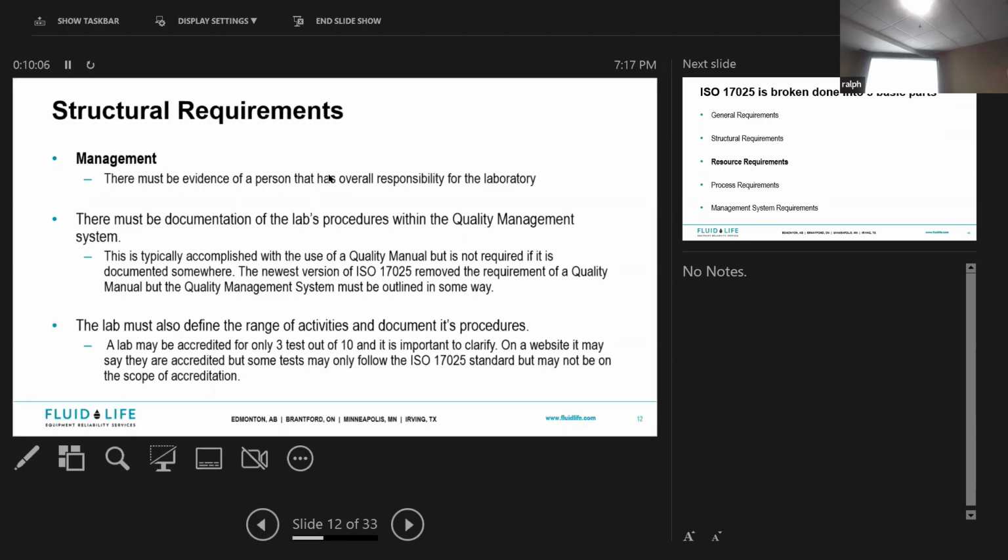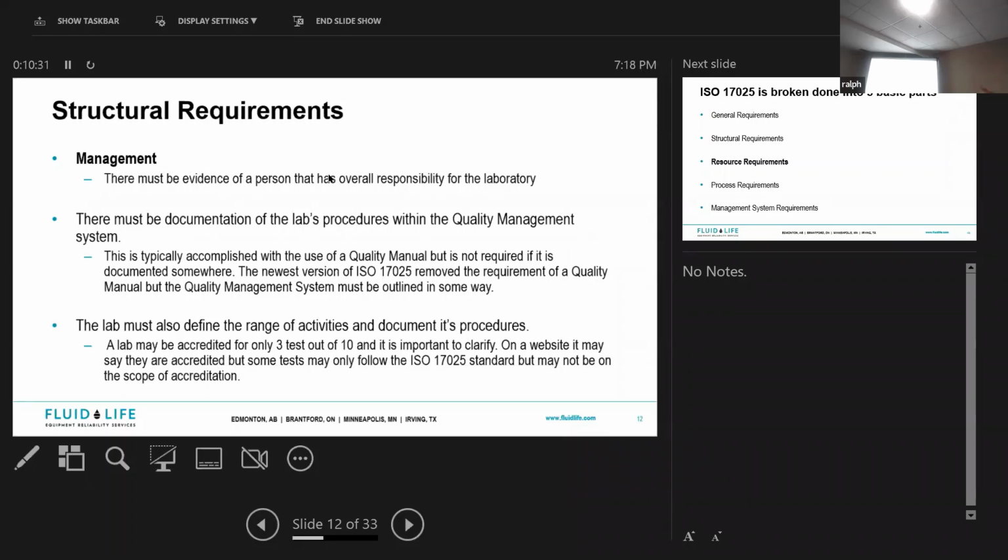The newest version of the ISO 17025 removed the requirement of the quality manual. In the older version, they said you must have a quality manual. There was no interpretation there. But now you don't need one if you can prove that you don't need one, and you can implement all of your quality system or document it some way without having that sole handbook.